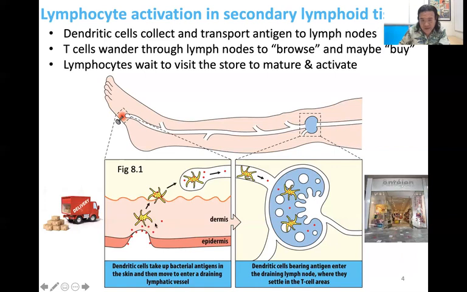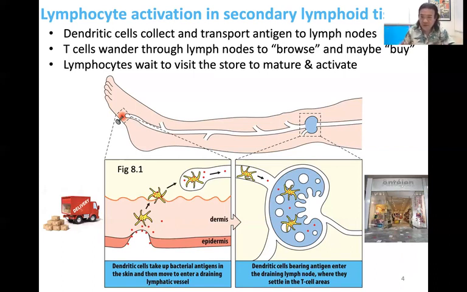So now you have bacteria or some kind of antigen, some kind of pathogen. It might actually be like a virus or something, and it gets into your dermal layer. And here you would have resident immune cells like macrophages and dendritic cells wandering around. And so these dendritic cells would be phagocytosing these different bits and pieces of things that are in the tissue.